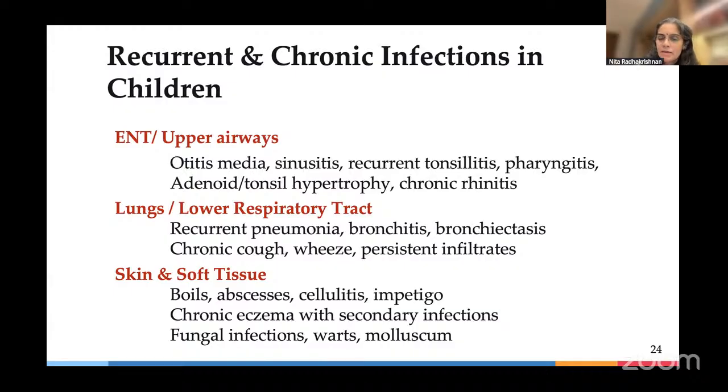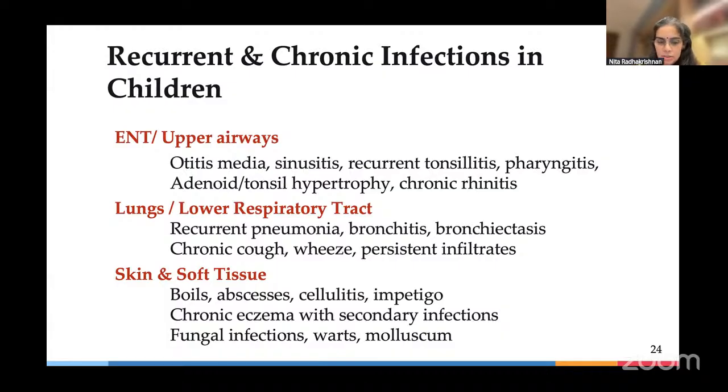So patients coming in with recurrent respiratory infections, pneumonia, bronchitis, wheeze, persistent infiltrates in the lung, we should think about immune deficiencies as well as a whole lot of other pulmonology conditions. Skin and soft tissue infections could be boils, abscesses, cellulitis, impetigo.